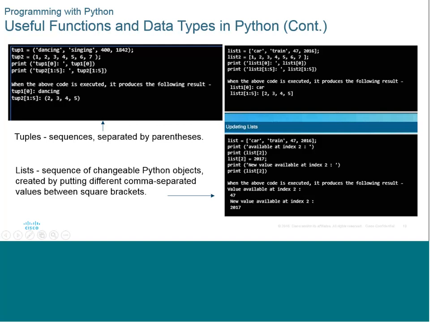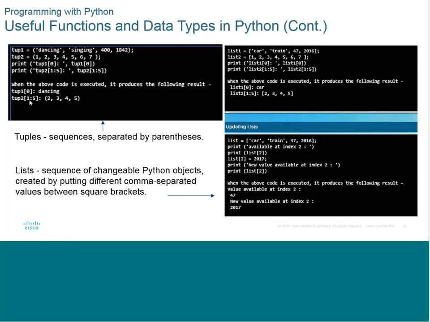Print, first this and then TUP 1 of 0. So TUP 1 colon 5 means the first one and the fifth. You can see here, when the above code is executed, it produces the following result. TUP 1 of 0 is dancing. This is 0, this is 1, this is 2, this is 3. And what does TUP 2, 1 and 5 mean? It is 2, 3, 4 and 5. So start from 2, 3, 4 and end with 5. Here it is given a range.